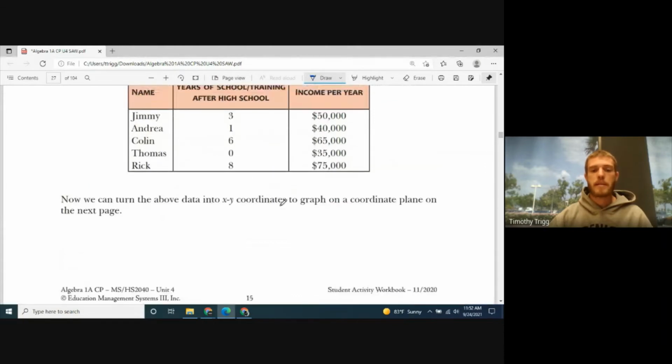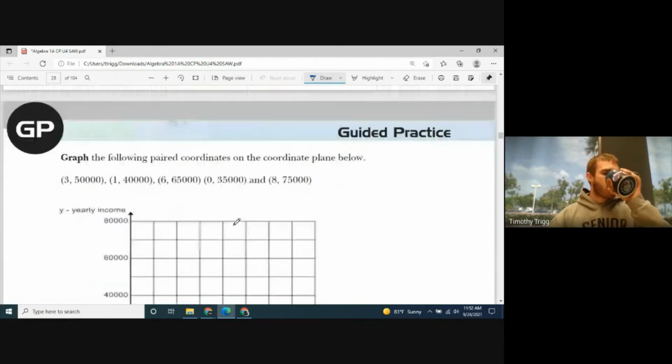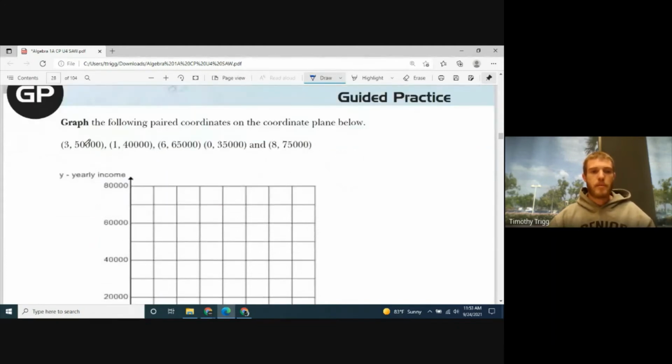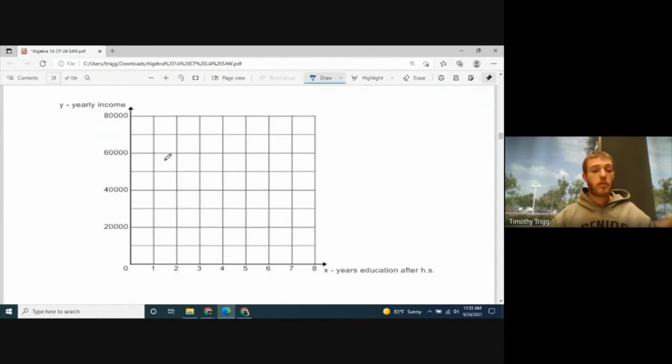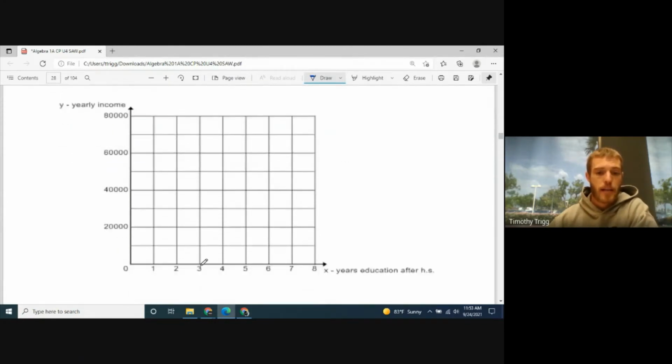Okay, so basically we were going to make these into XY coordinates. So here's our X axis. This is our Y coordinates here. So 3 comma 50,000, 1 comma 40,000, so on. Okay, you see we made those coordinate points. Let's go ahead and graph them. So 3 comma 50,000. So 3 on the X, 50,000 on the Y. Notice 50,000 is not shown here, but we know it's between 40,000 and 60,000. So 3 comma 50,000 is right here.